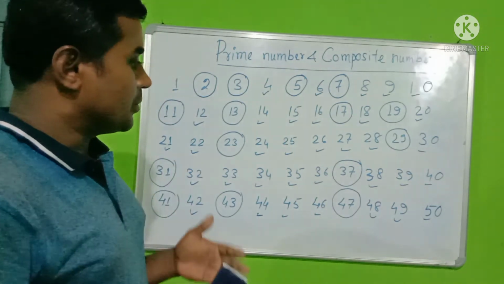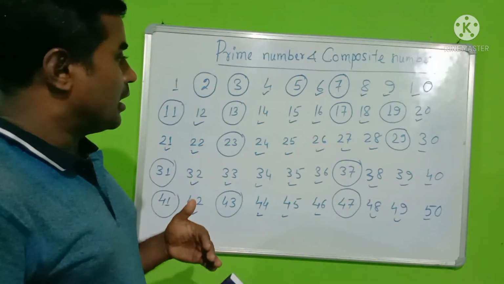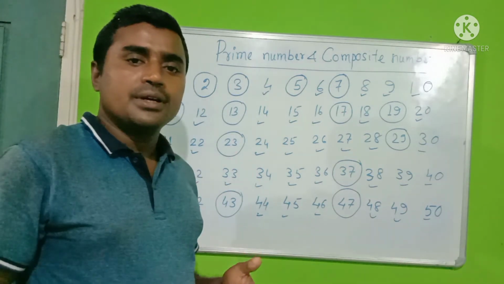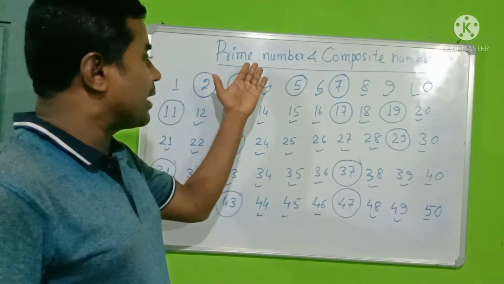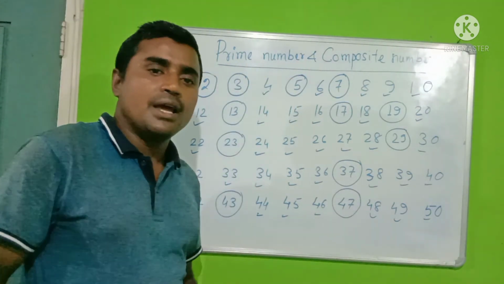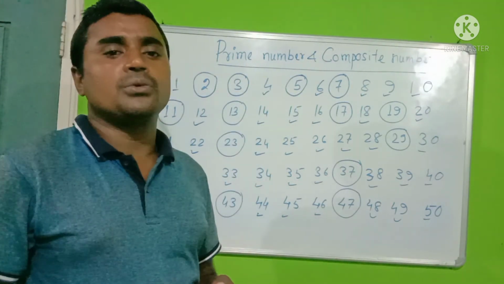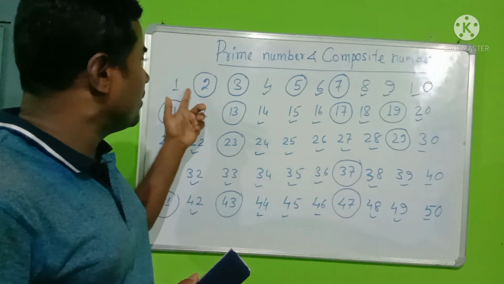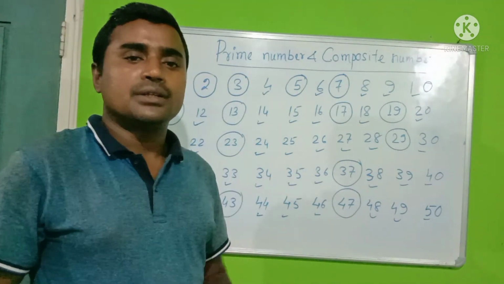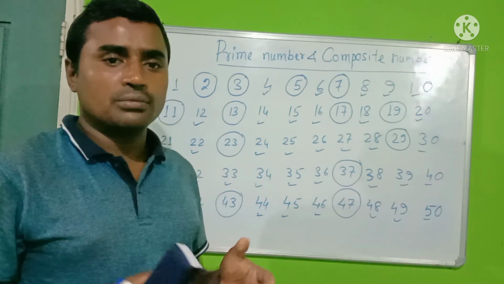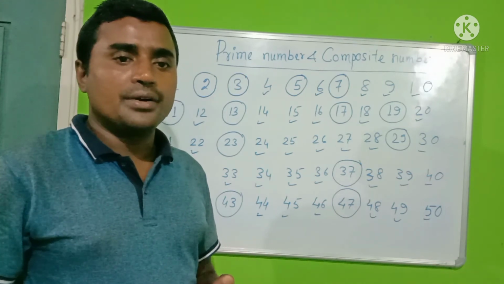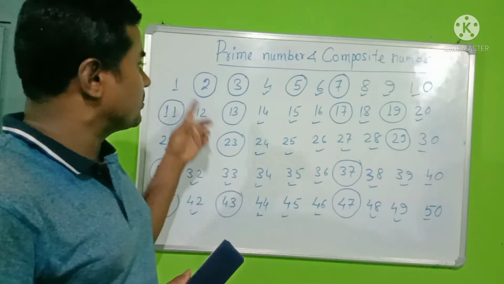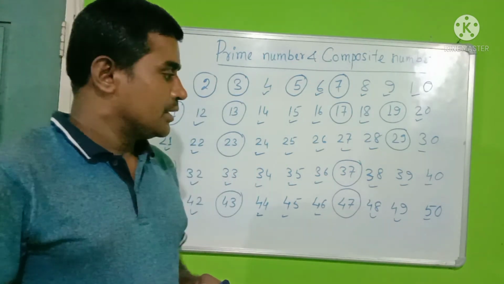Okay, student. So you can also write all the natural numbers from 1 to 100 and find all the prime numbers and composite numbers. And it is very helpful to you if you memorize all the prime numbers from 1 to 100. It will be very helpful. So try to memorize them. You need to memorize all the prime numbers from 1 to 100.